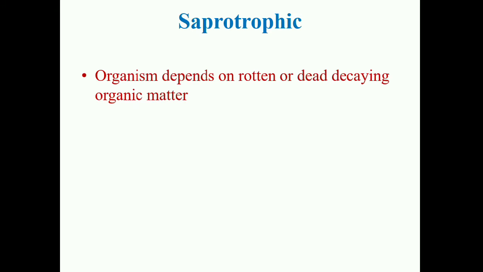Now the third type of heterotrophic nutrition is saprotrophic nutrition. As the name indicates, sapro means rotten. Here organisms depend on dead or decaying organic matter. They depend on dead and decaying organic matter.